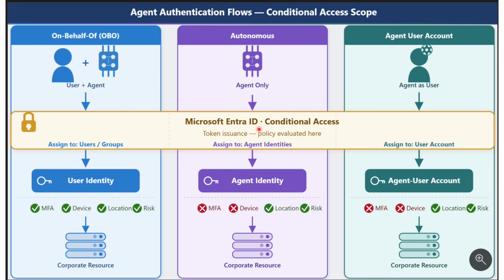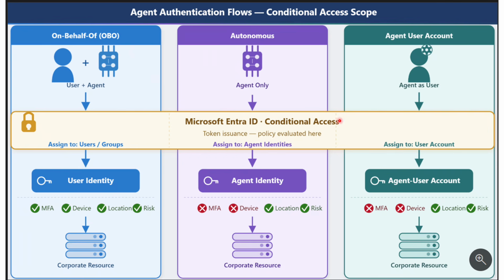MFA and device compliance don't make any sense in this case because the agent isn't a real person holding a phone or a laptop. So you won't be able to apply MFA. There are other mechanisms to secure them. And again, policies can instead evaluate applicable signals such as location and agent risk. So think of this agent, Entra ID, and then the resource. Now, the important thing here is that the agent itself is being protected.